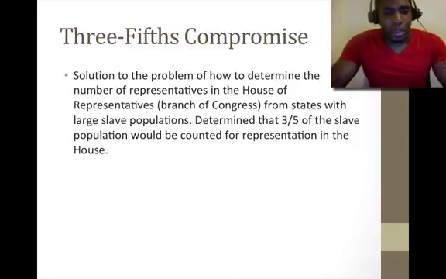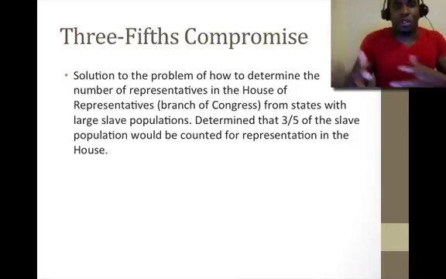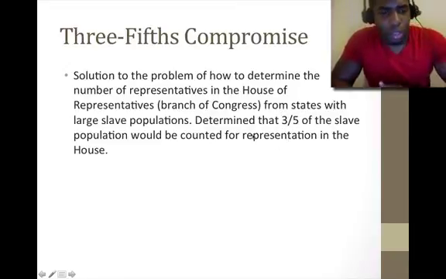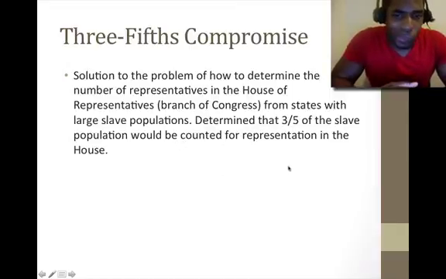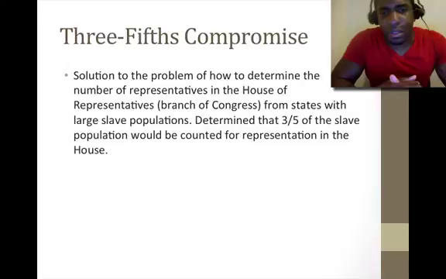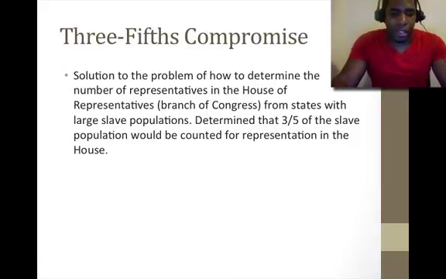So they came to a compromise and called it the 3/5 compromise. One slave was going to be considered 3/5 of a person, in a sense. So this is how they came up with this compromise about slaves being counted as part of the population. Because when you talk about a large state, you talk in terms of population, not so much the land mass and how many square miles it is. It's about how many people live there.